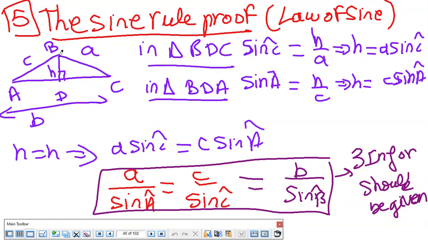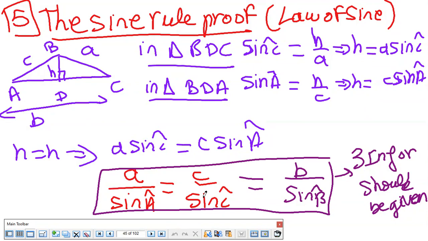triangle, for example, BDC, the sine of the angle, sine is opposite over hypotenuse. So it's h over a. So what's going to be the height? H is a sine C. If I take the other triangle ADB and I try to calculate the height, also sine A is opposite over hypotenuse, is h over c. So h is c sine A. H is equal to h. It means a sine C is equal to c sine A. So I can write the ratio a over sine A is equal to c over sine C.